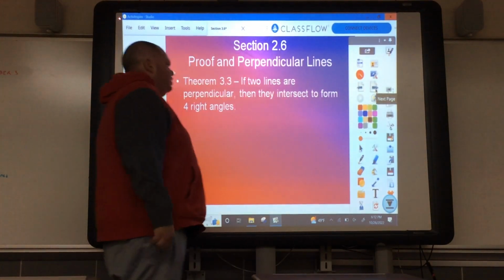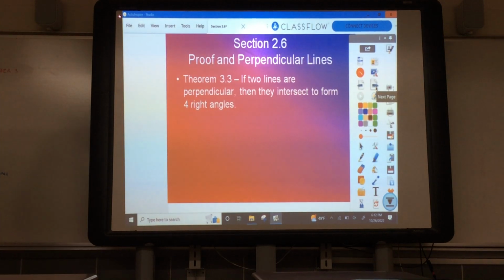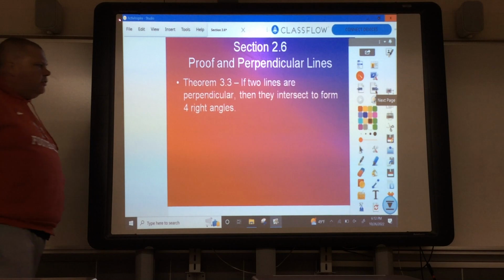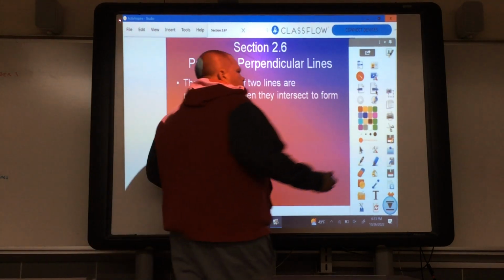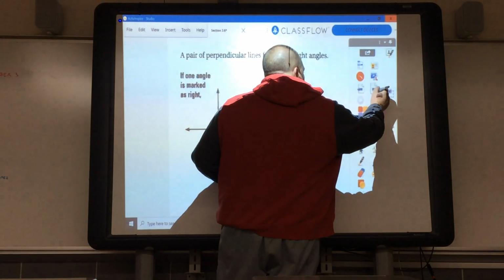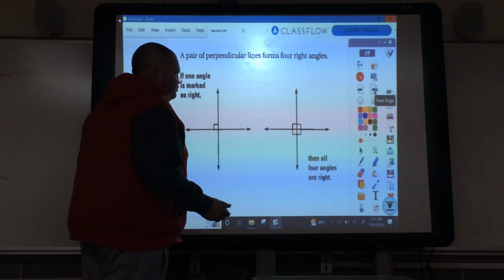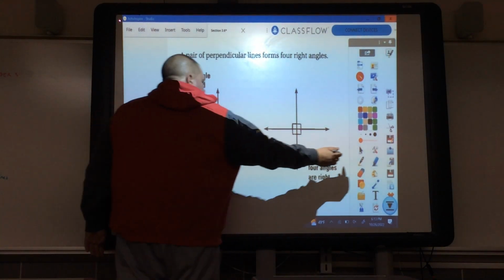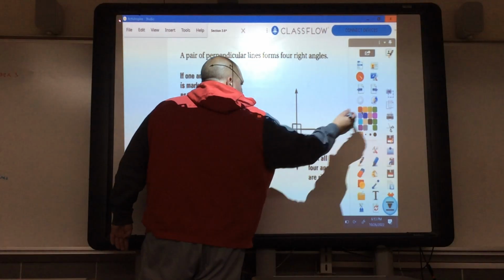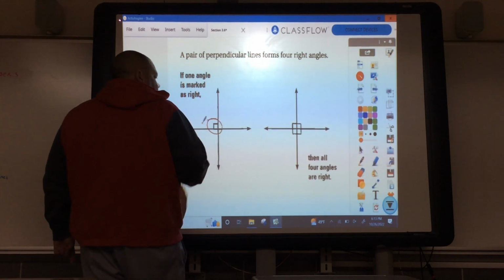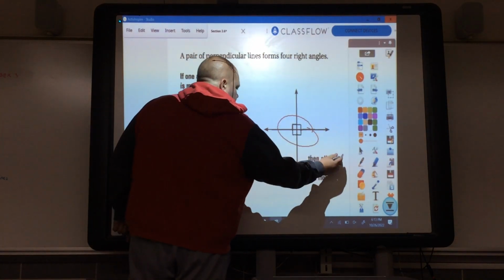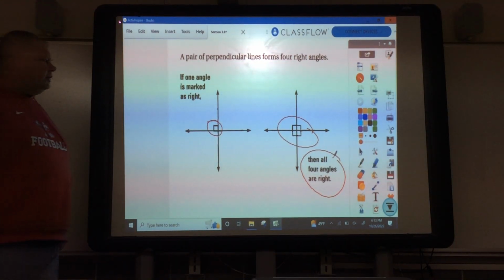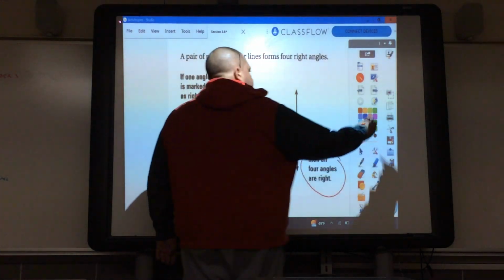Okay, if two lines are perpendicular, they intersect to form four right angles. So when you have lines that are perpendicular, they're going to intersect to form four right angles. We've talked about this at different points as we've gone through the year with some of these properties. Remember that if you have a right angle marked, for example, this right angle marked right here, then all four of our angles are going to be right angles as well. So once you have one pair of angles congruent, then all four of them have to be congruent.